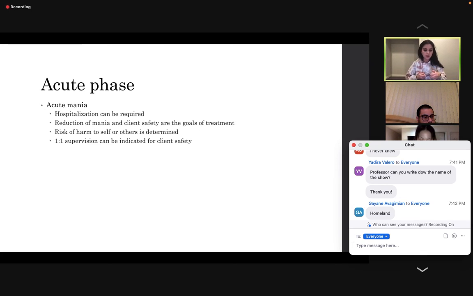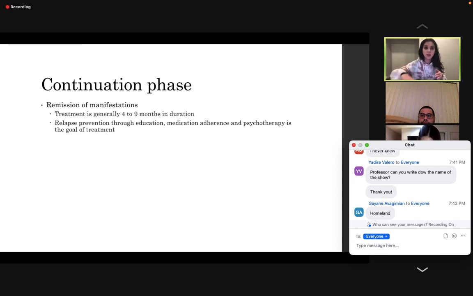So, mania. This is where your patient has to be hospitalized. They can't be on their own. And when they're hospitalized during this phase, remember safety in psych is priority. They're on a one-to-one, so possible SI, right? Danger to self, danger to others. Hospitalization is required. Reduction of mania and client safety is the goal. Risk for harm to self or others, so one-to-one supervision. And by the way, this is where we start them on meds. We're going to talk about lithium today. This is where it begins.